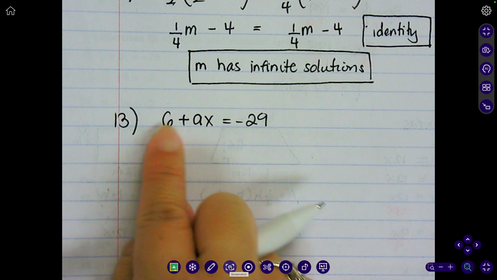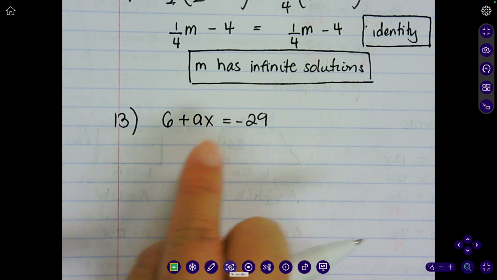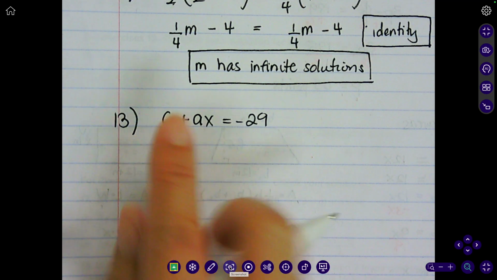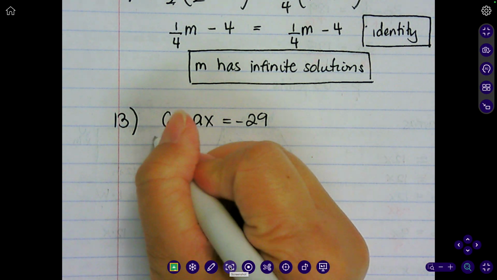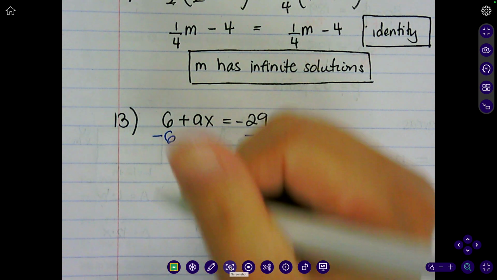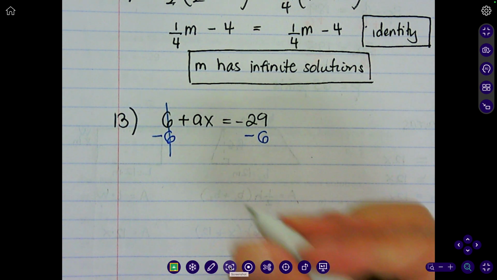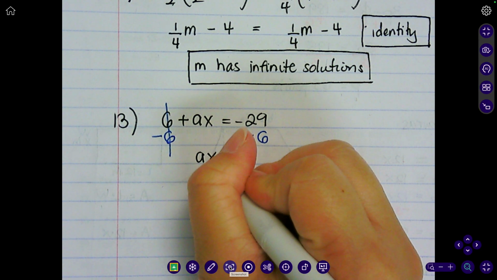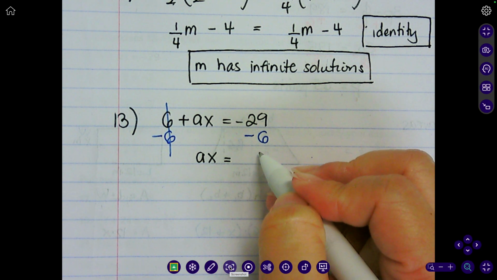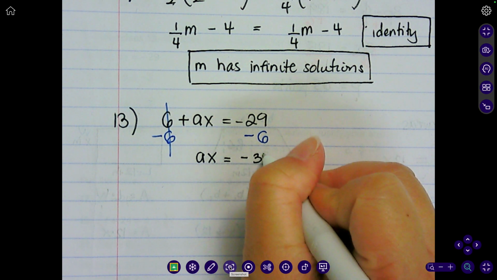You want to combine the numbers first because you have like terms, the 6 and the negative 29. Because they are separated by the equal sign, you're going to have to cancel it. To do that, you're going to have to subtract 6 from both sides. Okay? So that cancels out. So you will have ax equals negative 29 minus 6. The signs are the same. You add. So that's going to be negative 35.